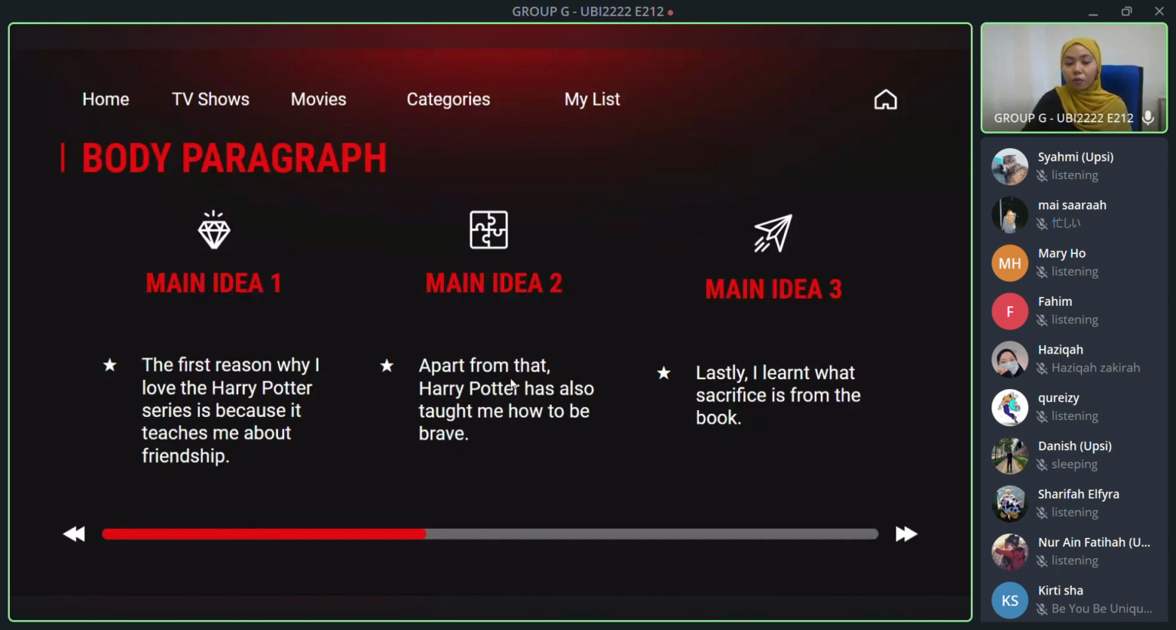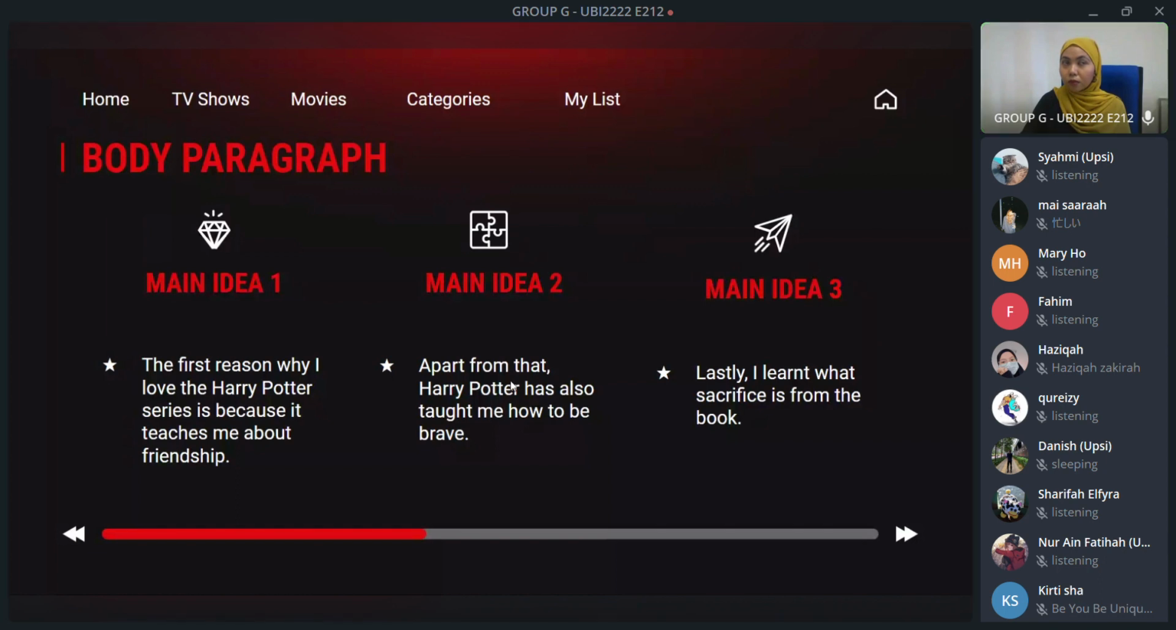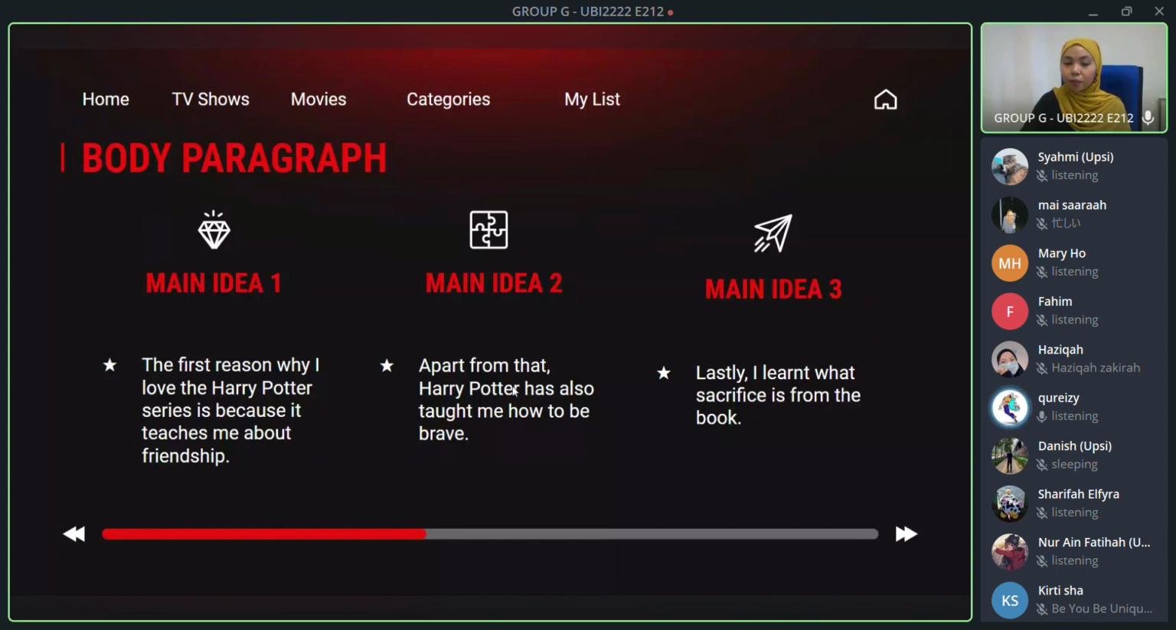If you don't want to say apart from that, there are other words to say it, like furthermore, in addition, besides, okay? Or maybe you can say the second reason. Everything is up to you. So apart from that, Harry Potter has also taught me how to be brave, and then start talking about his bravery. He kills a dragon, he kills Voldemort, and so on, full stop. Everything about friendship in the first part, and then bravery in the second part.